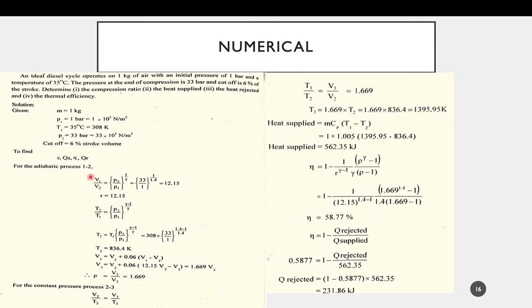What is V1 by V2? V1 is the total volume and V2 is the clearance volume. So V1 by V2 is the compression ratio R. R is equal to 12.15. So we have found the compression ratio R as 12.15.